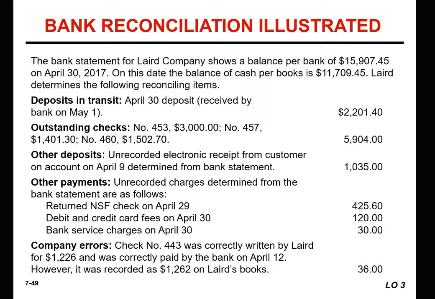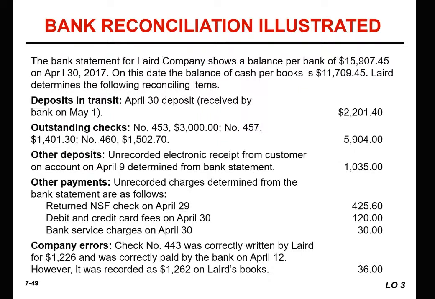There are some outstanding checks. So these are checks that have been written but have yet to be paid by the bank, of $5,904. There's an unrecorded electronic receipt from a customer on account on April 9th that we see on the bank statement. And then there are some unrecorded charges determined from the bank statement. So we had a returned NSF check on April 29th of $425.60. We have debit and credit card fees on April 30th of $120. We have bank service charges on April 30th of $30. And then we noticed an error.